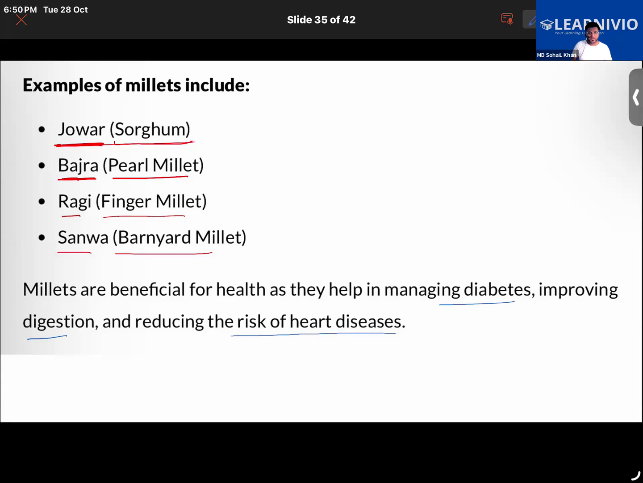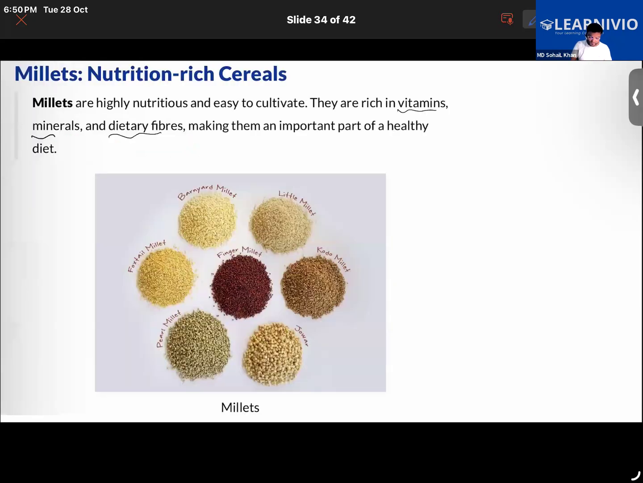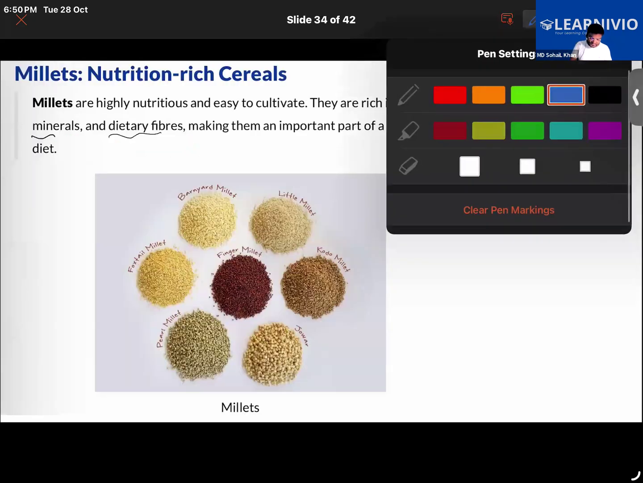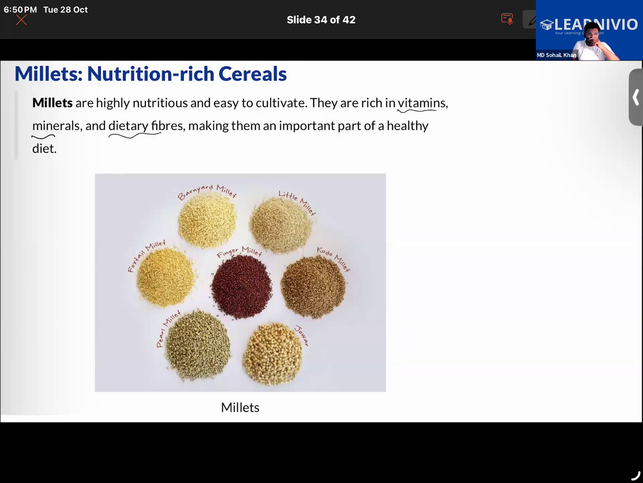We learned that they are nutritious. They have high nutrition value. They contain vitamins, minerals, and dietary fibers. And they help in digestion, since they are rich in fiber. If some food is rich in fiber, fiber is good for health, good for digestion. So these are the reasons why we should be consuming them.